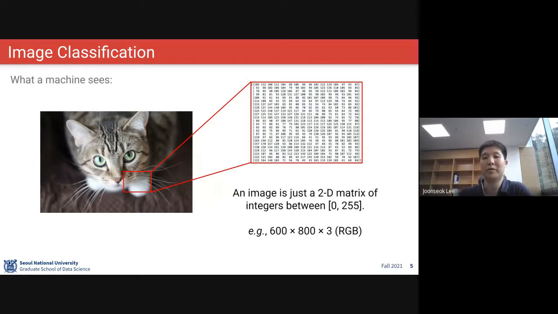For example, in this image, if we assume that the size of this image is 600 by 800, then the input matrix or input tensor has the shape of 600 times 800 times 3, because we have RGB codes, three numbers in each pixel. So the input shape of the tensor is 600 times 800 times 3. Please remember that.